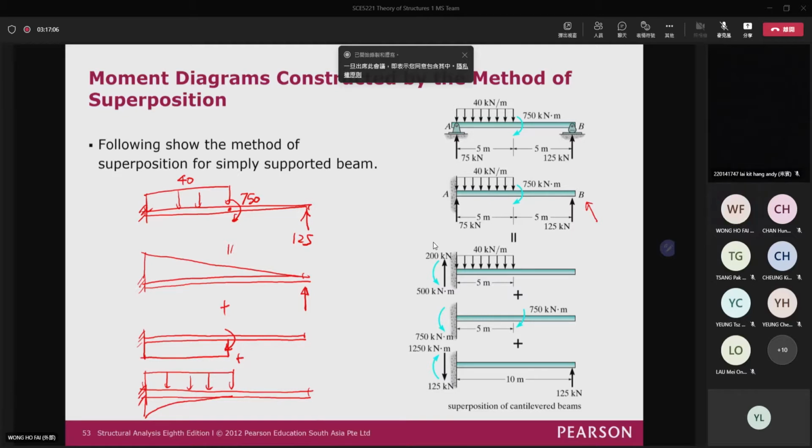Okay, make use of the concept of the so-called superposition to decompose a more complicated case into a simpler case, and then you find the bending moment separately and then just add them together. Okay.